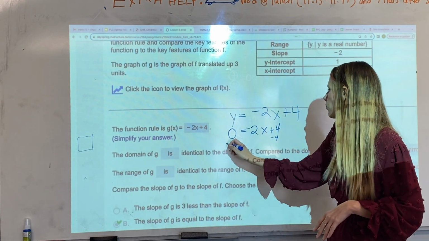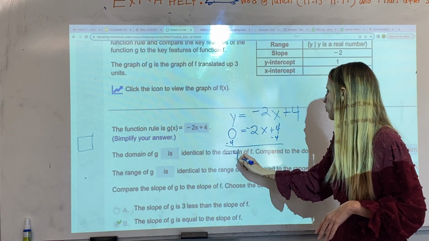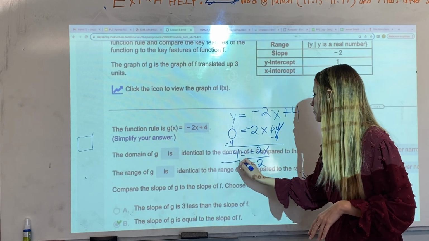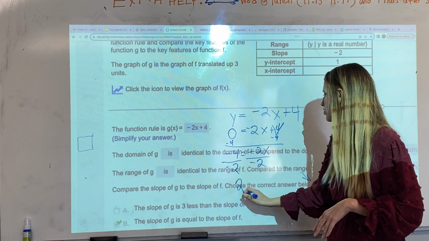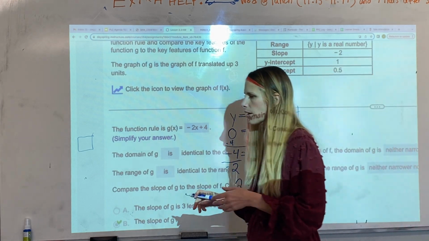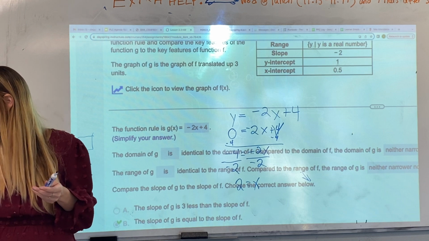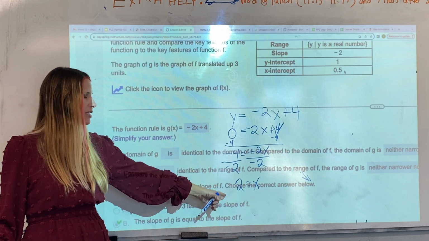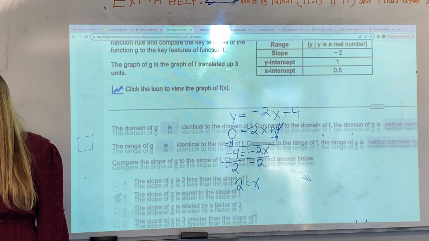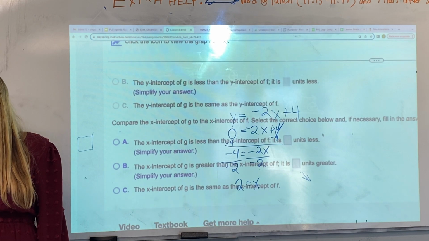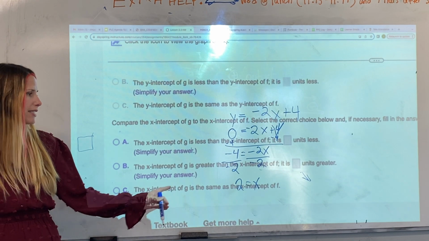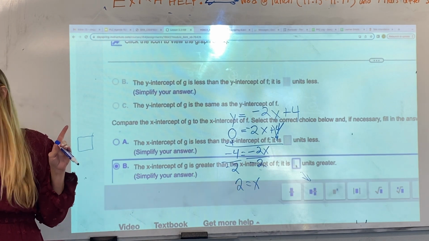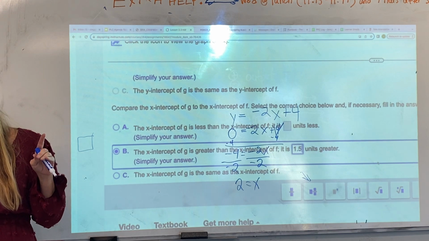We can subtract 4 from both sides. We get negative 4 equals negative 2x. Divide by negative 2, and you get 2 equals x. Let's compare them. The original function says the x-intercept is 0.5. The new function says the x-intercept is 2. The x-intercept of G is greater by 1.5. Very good. That was a tricky question.